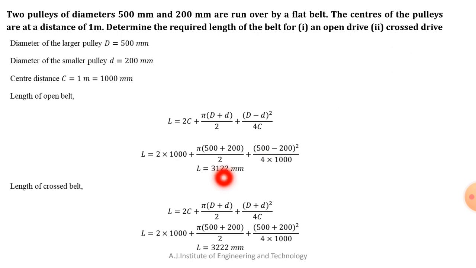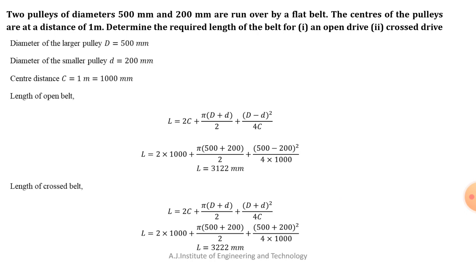Similarly, next question, you have to find out length of belt for cross belt drive. The equation is L equal to 2c plus pi into (D plus d) divided by 2 plus (D plus d) whole square divided by 4c. So now again you have to substitute all the values, that is capital letter D, small letter d and c. After substitution you will get L equal to 3222 millimeter. Again you can convert into meter, you have to divide it by 1000, so that you will get 3.22 meter. So this is about the fourth problem.